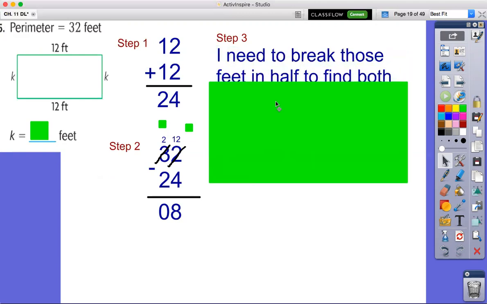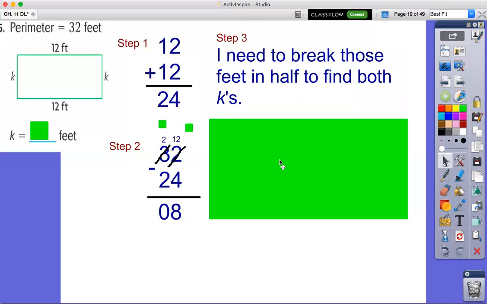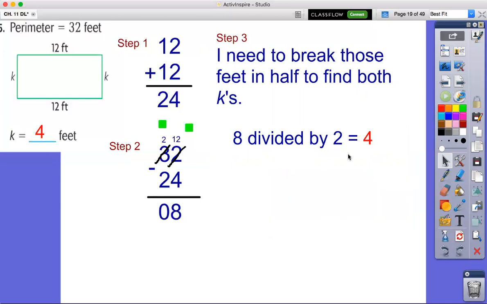We need to break those feet in half to find both of the letter Ks. We have to find both of those letters. So we're going to divide 8 and 2. Okay, I showed you the answer too quick. But 8 divided by 2 equals 4. So our answer is 4 feet. If you got that, excellent job. If you didn't, go back, see where you made your mistakes, and correct it.